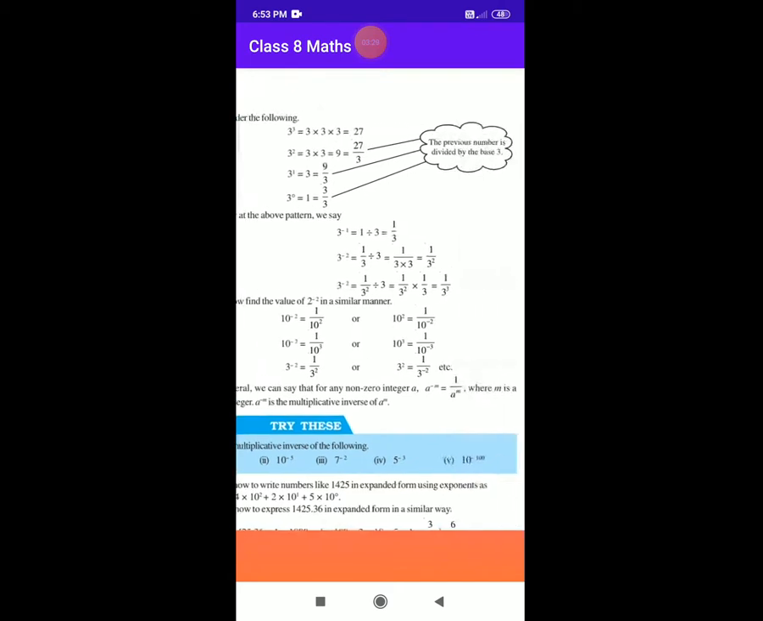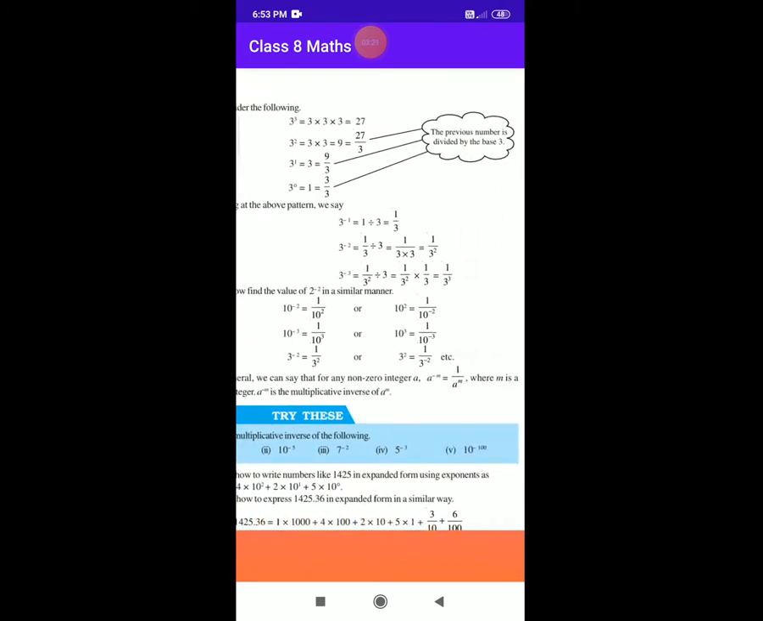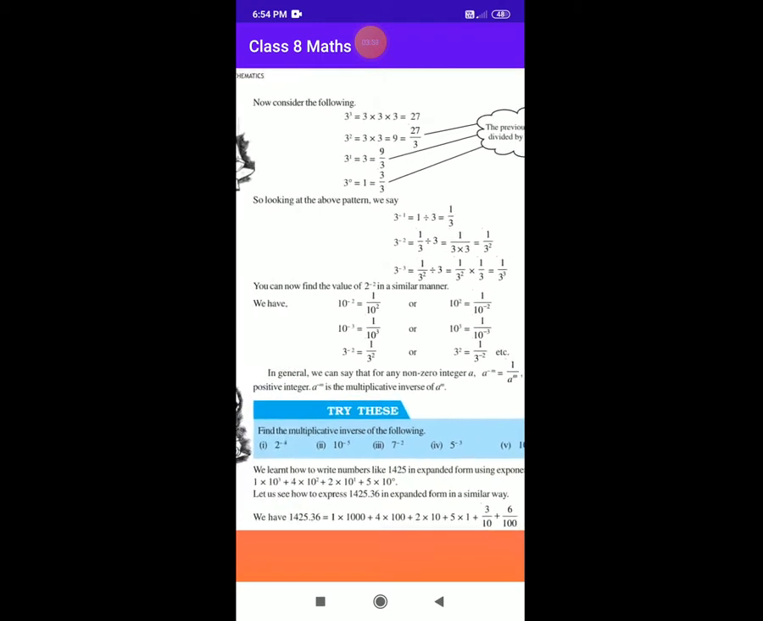3 raised to minus 2 means 1 by 3 divided by 3, and we get 1 by 3 multiplied by 1 by 3, that means 1 by 3 squared. And 3 raised to minus 3 means 1 by 3 squared divided by 3, and we get 1 by 3 squared multiplied by 1 by 3, which is equal to 1 by 3 raised to 3. So you can now find the value of 2 raised to minus 2 in a similar manner.